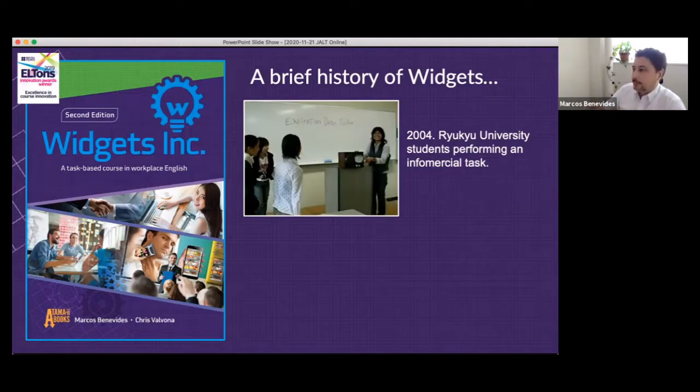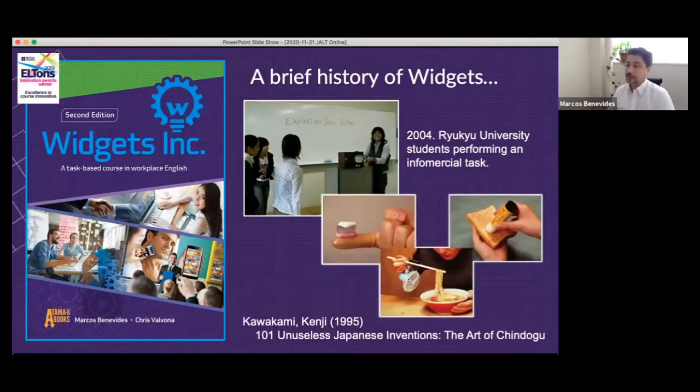And so this was working really well. So I decided to add on components to it, and I had them develop products and then do a commercial on the product. That was the first cycle. And around this time, Chris and I, who were friends at the time, were talking about these lessons, and Chris mentioned something that he had started doing in his classes, which was based on a book that he received as a kind of gag gift called Unuseless Japanese Inventions.